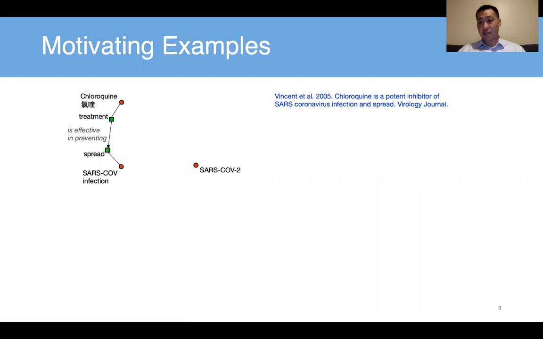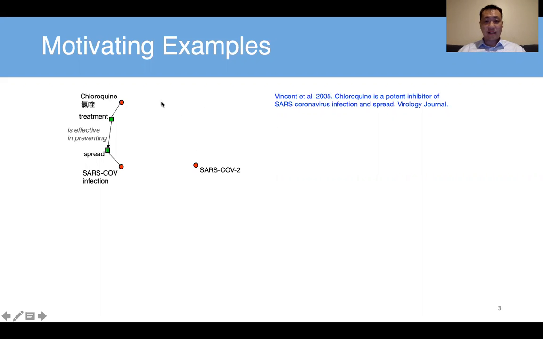SARS-CoV was a disease that was very prominent in 2003. That's why later on there was quite a lot of research looking at this virus. SARS-CoV is different from SARS-CoV-2. SARS-CoV-2 is what we are having right now, COVID-19. But they are probably in the same family.